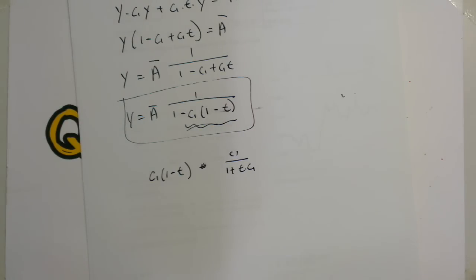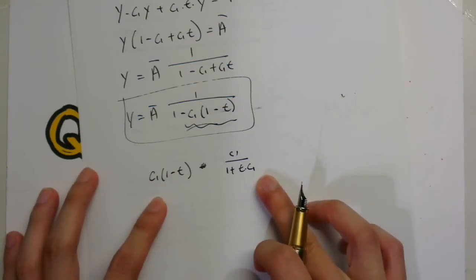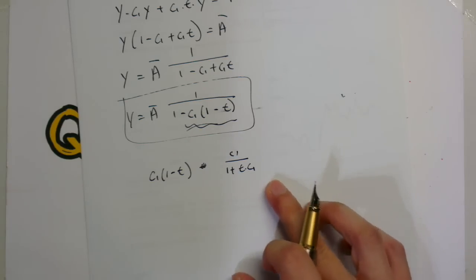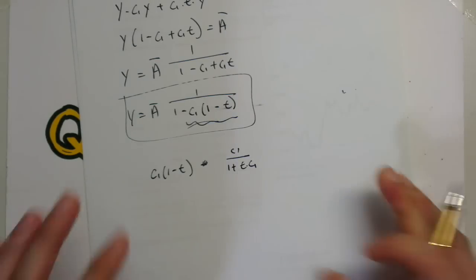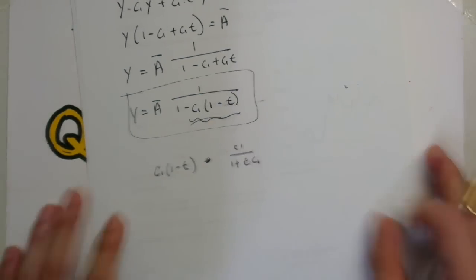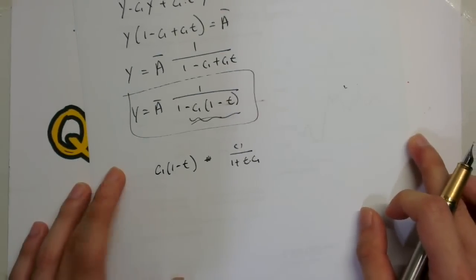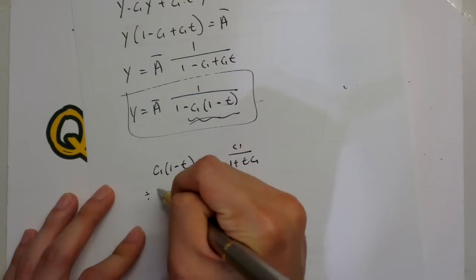Okay, so how are we going to compare these two? Well, I don't know. I'm just kidding. Let's just say that I'm going to divide both of them by C1. So I'm going to divide both by C1.